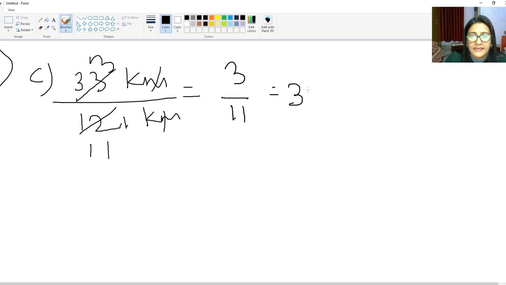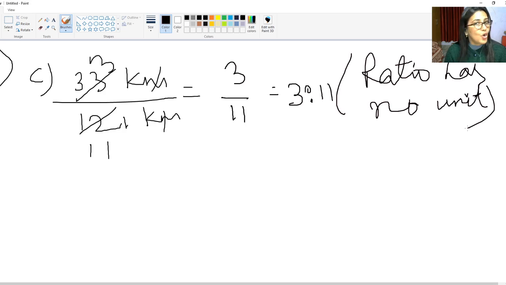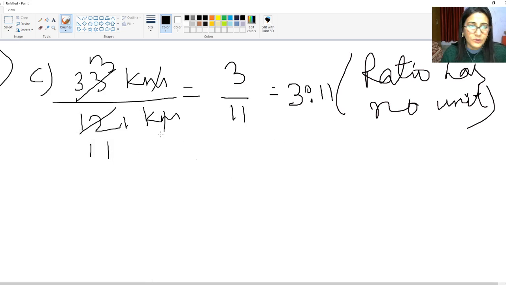It means 3 is to 11 is the ratio. Now a very important thing, student: ratio has no unit. Try to remember this, that ratio has no unit, no meter, kilometer. Why? Because the comparison is between the same kind of things, so the units get cancelled out. So there is no need of a unit in the case of ratio. Okay, so this is all about question number 6.